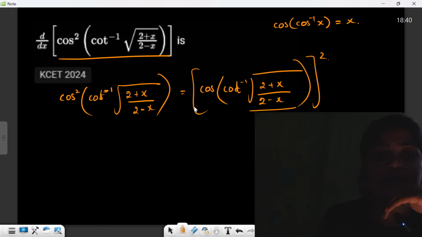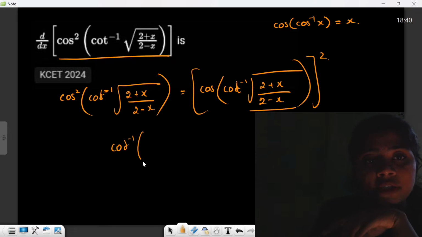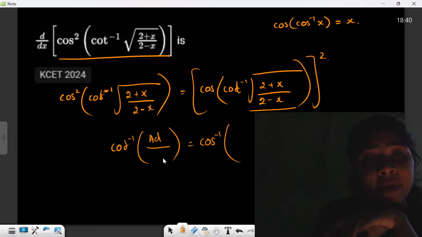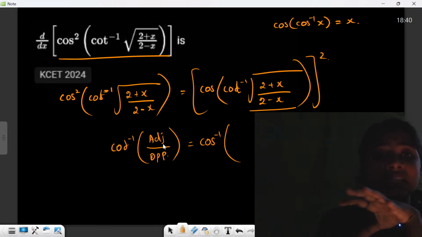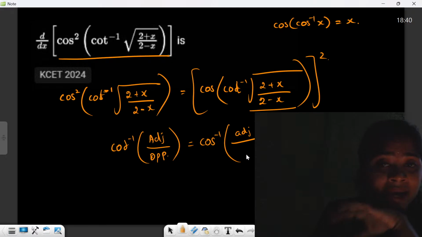Okay, no issues. So let's solve this. Here we have root of (2 plus x) divided by (2 minus x) inside cot inverse. You want to change this cot inverse to cos inverse. Cot theta is equal to adjacent by opposite, we know. But here you want adjacent by hypotenuse. So you want to find the hypotenuse.